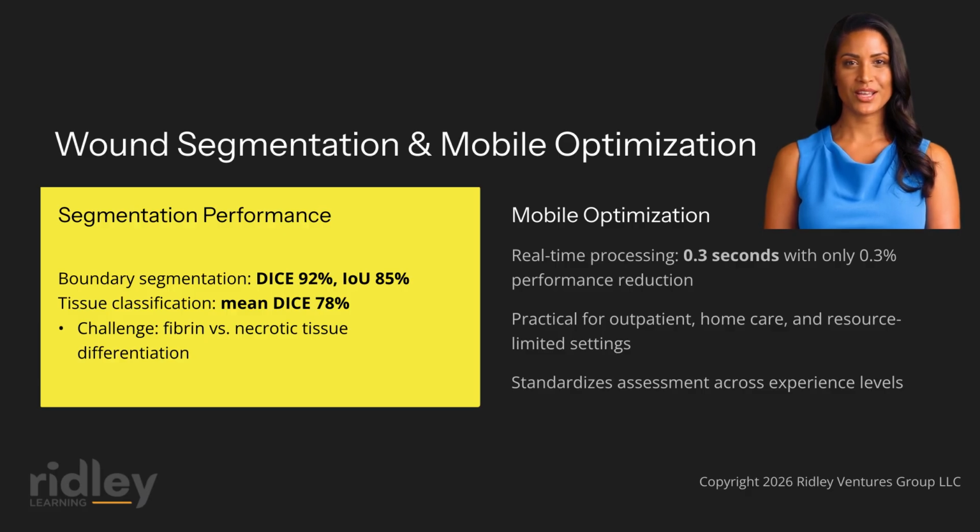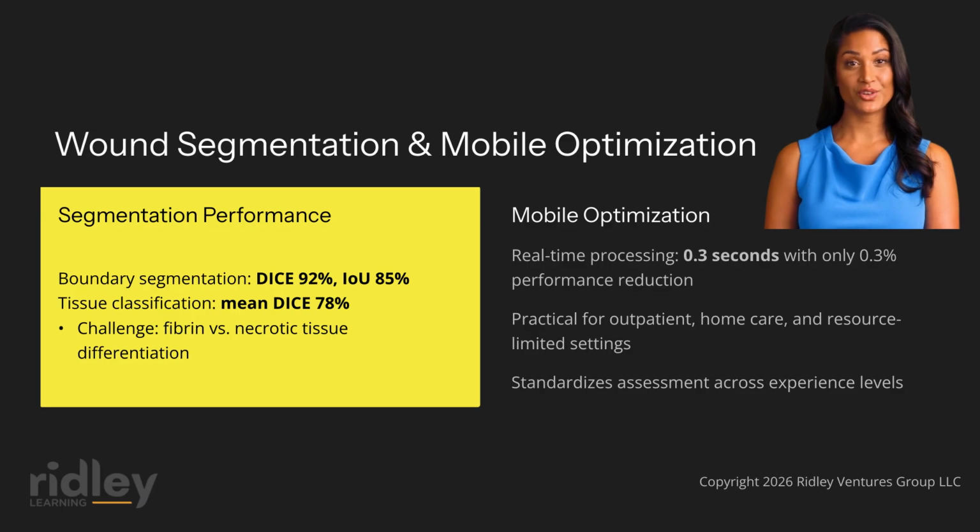These models were optimized for mobile implementation through quantization techniques, achieving real-time inference with an average processing time of 0.3 seconds and only a 0.3% reduction in classification performance, making them practical for point-of-care use in outpatient, home care, and resource-limited settings. The C-Wound 2 model and Wound Viewer device represent platform-specific approaches to AI wound assessment across different wound types, including pressure injuries and venous leg ulcers.